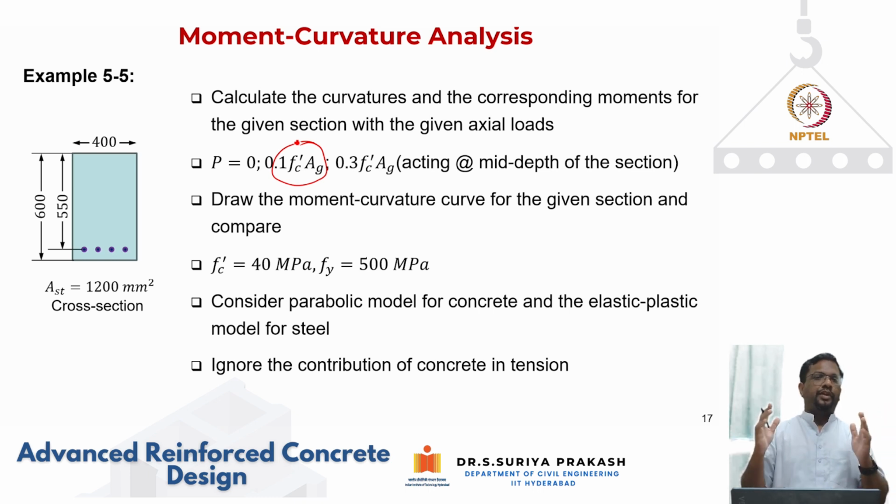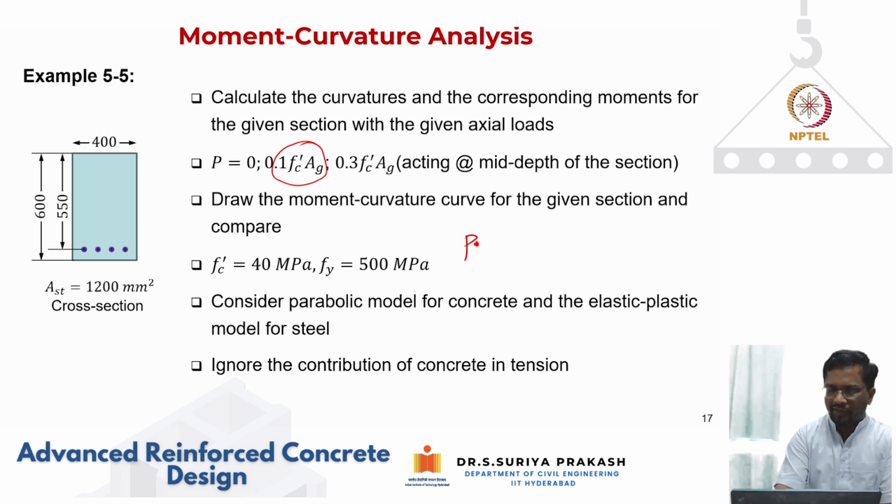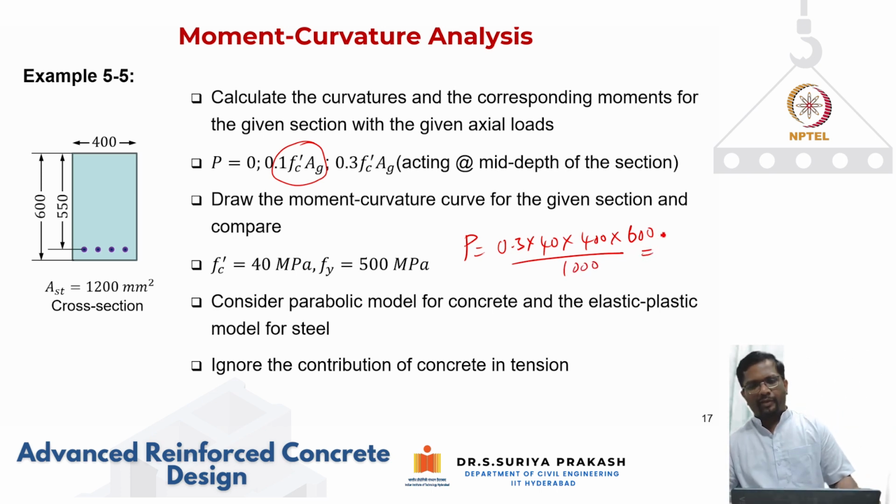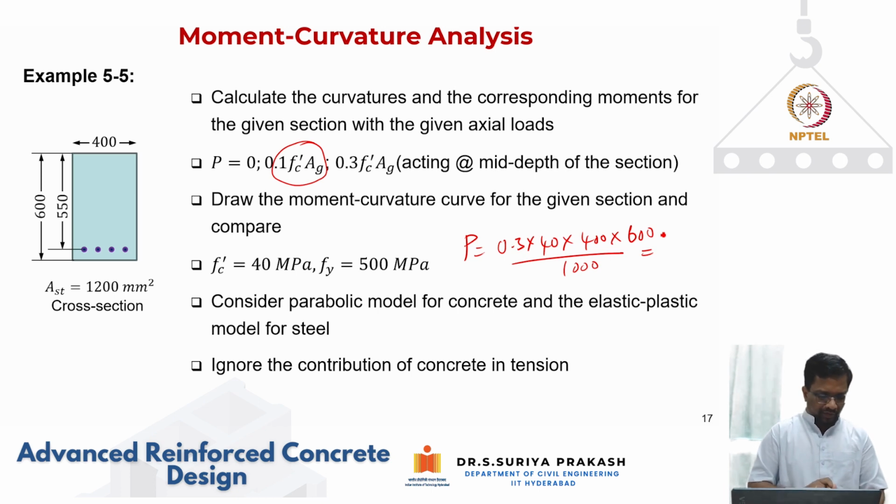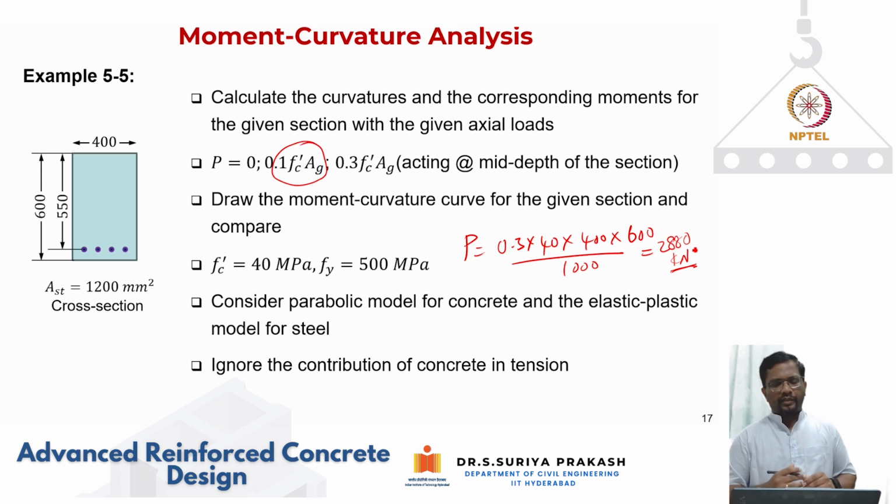Now if I am putting 30%, if you go back, what does that correspond to? P is equal to 0.3 f'c Ag, which is 0.3 multiplied by 40 multiplied by 400 multiplied by depth of 600. If I divide by 1000 to get it in kilonewton, how much are we going to get? 3 times what we got previously. So that works out to 0.3 times 40 times 400 times 600 divided by 1000. You get a force of 2880 kilonewton. It's quite a significant level of axial compression.